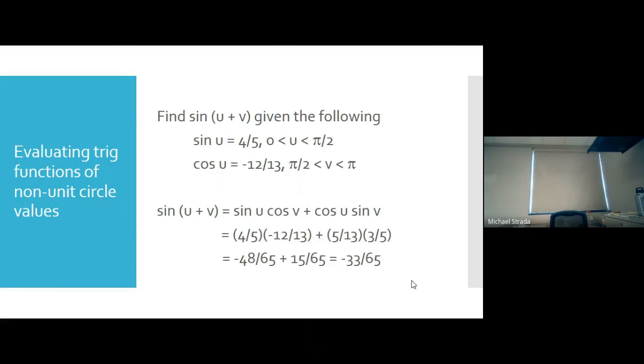4 times negative 12 is negative 48. 5 times 13 is 65. 3 times 5 is 15, over 65. Negative 48 plus 15 is negative 33. The final answer is negative 33 over 65. These two denominators should always be the same, and then it's very straightforward. You're just adding the numerators. Yep. Negative 33 over 65. That's all it is. And you're done. Good?